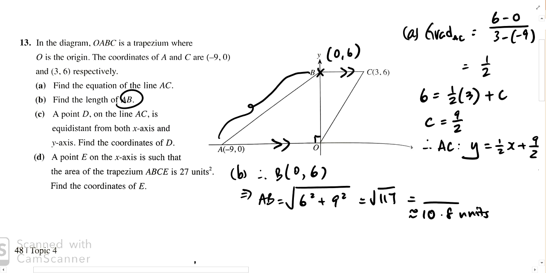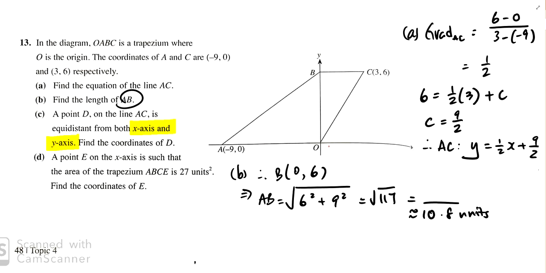Now part C, a point D lies on the line AC such that it is equidistant from both x and y axis. Okay, this portion over here, a point that is equidistant from the x and y axis, if you remember our drawing of diagrams, which we learned in lower sec. So this being our y-axis and our x-axis, a point that is equidistant from two lines means it must lie on the angle bisector.